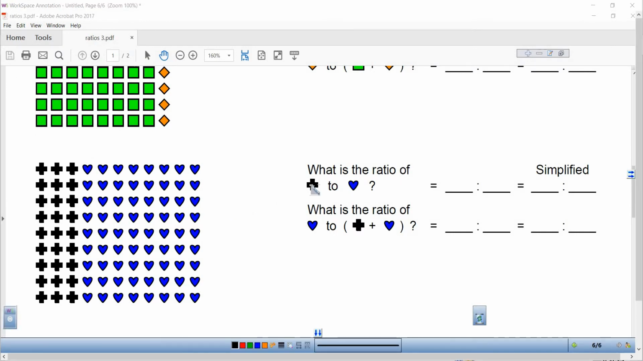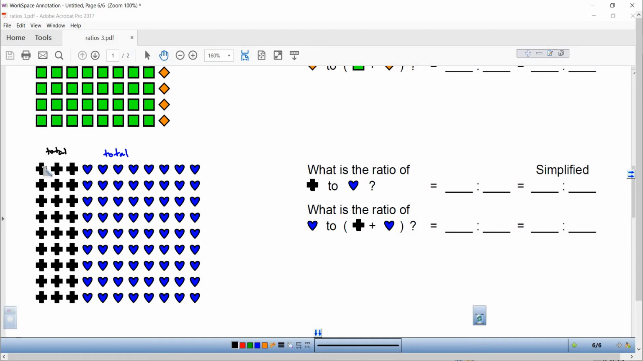All right, so first thing we need to know is how many do we have total. I want to know how many total black pluses there are, and I want to know how many total blue hearts there are. Okay, and I'm going to use multiplication so I don't have to count one by one. I recommend you don't count by one when there's this many because you're likely to make a mistake. And that's what multiplication is, repeated addition, right?